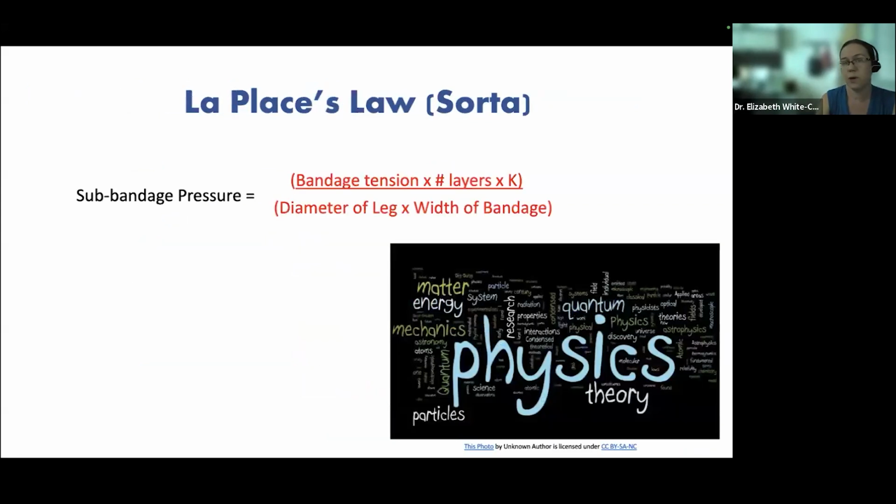So there's physics behind all of this. This is Laplace's law, sort of. It's been a little bit modified. But what I'd like you to think about is that sub-bandage pressure equals the bandage tension times the number of layers times a constant, over the diameter of the leg times the width of the bandage. So bandage tension can be a little subjective, but there are products out there that have wonderful markers. Maybe it starts as an oval, and when they stretch it, it becomes a circle, or vice versa. Ways to cue the nurse to do adequate compression.